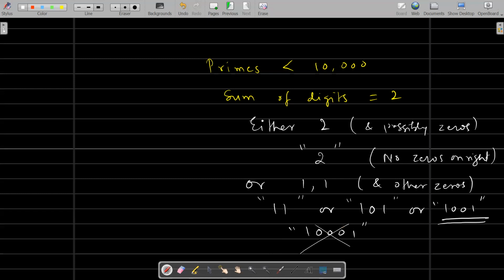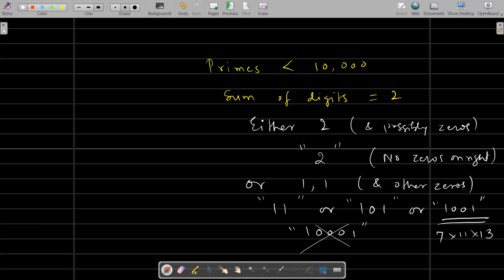So the only numbers less than 10,000 containing either a 2, or two ones and other zeros, are 2, 11, 101, 1001. But out of these, 1001 is not prime. The factors are well known: it's 7, 11, 13. Check. So there are only three numbers: 2, 11, and 101.